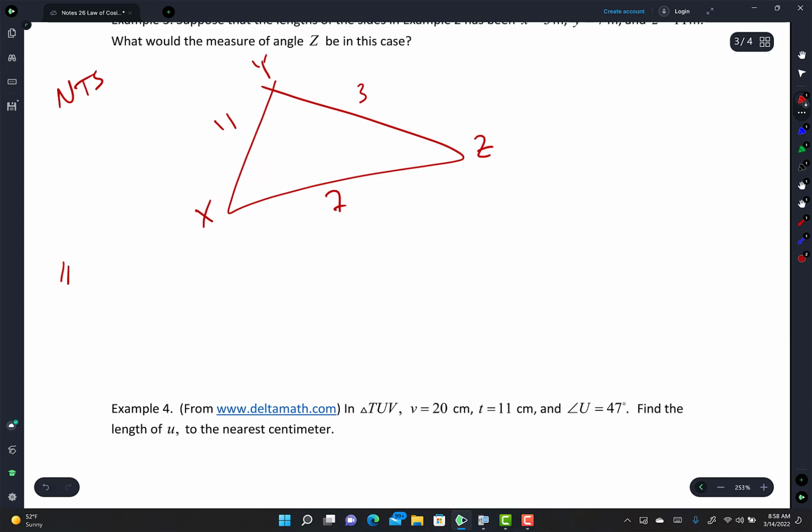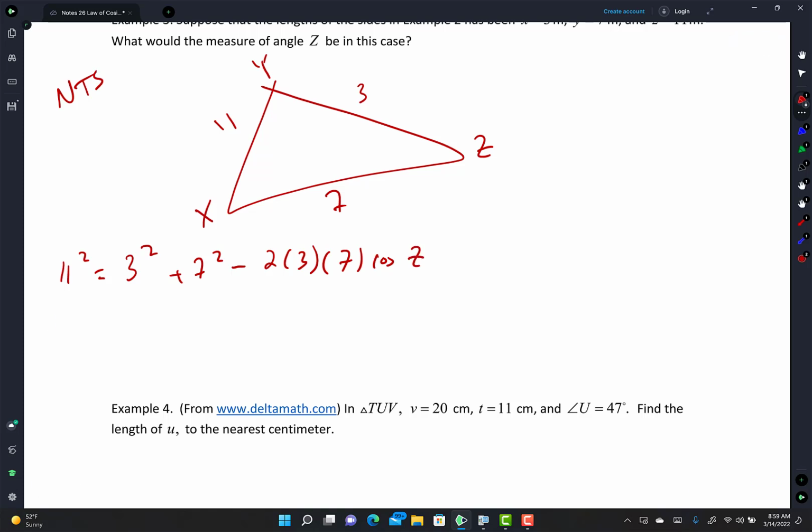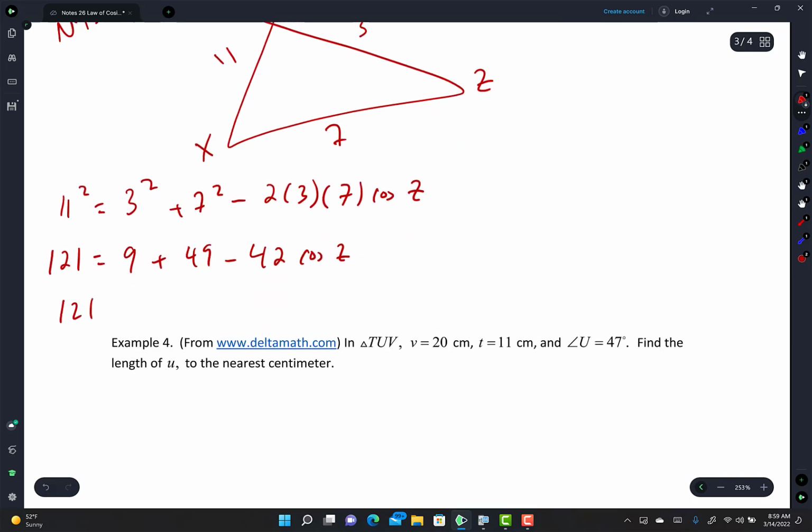So do the same thing. 11 squared equals 3 squared plus 7 squared minus 2 times 3 times 7 cosine Z. I'm surprised no one has stopped me from looking at that triangle. 3 squared is 9. 7 squared is 49. Oh, wait. Oh, yeah, everything's correct so far. 2 times 3 is 6. 6 times 7, is that 42? Cosine Z. So I still have 121 equals 58 minus 42 cosine Z.